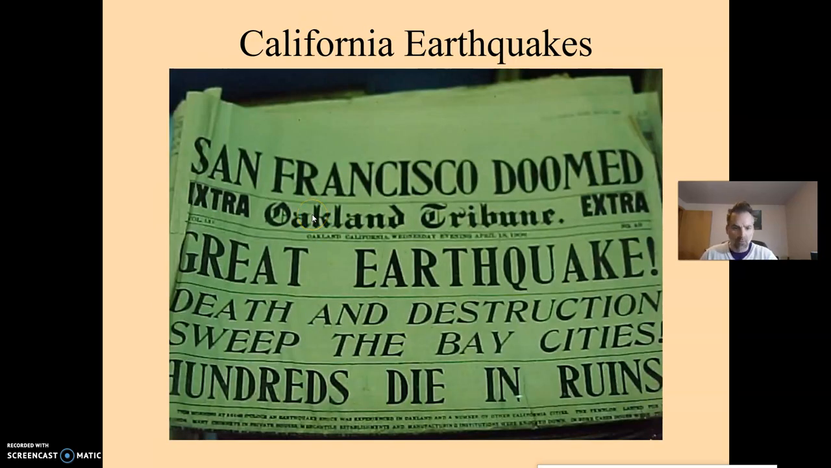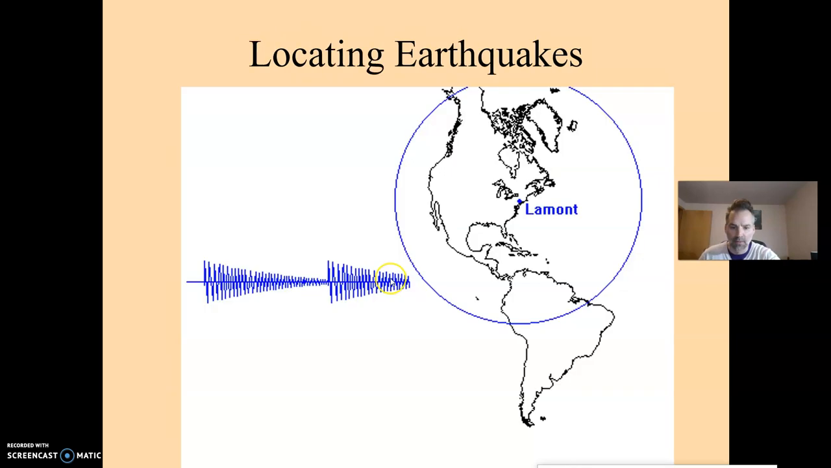So here's California. San Francisco is doomed. The great earthquake, death and destruction sweep the Bay cities. Hundreds die in ruins. So that's in the paper, and I think that was in the 1900s. I can't read the date, but 1900.